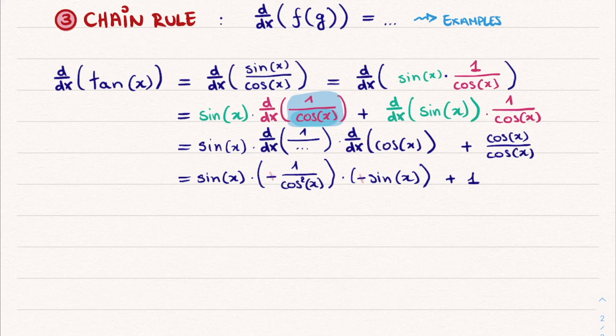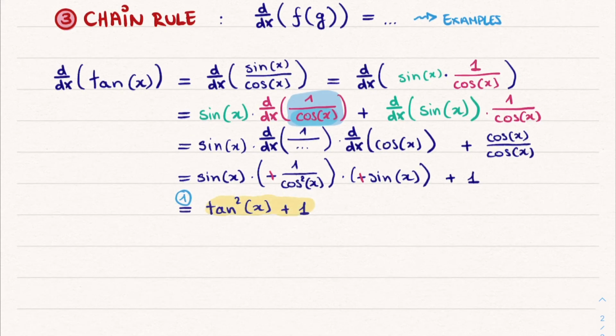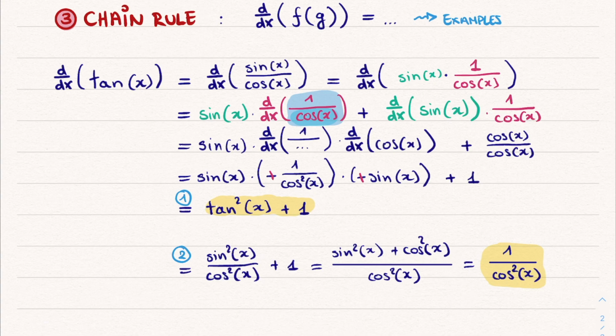Bringing it all together, we find that the derivative of the tangent of x is the tangent squared of x plus 1. And if this does not immediately ring a bell, try rewriting it using goniometric relations. And then we get that the derivative of the tangent of x is simply 1 over the cosine squared of x.